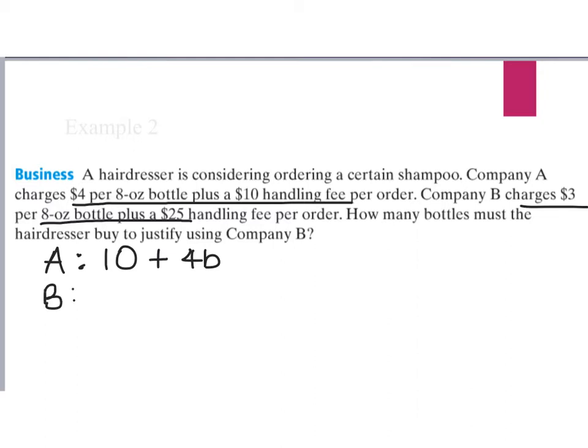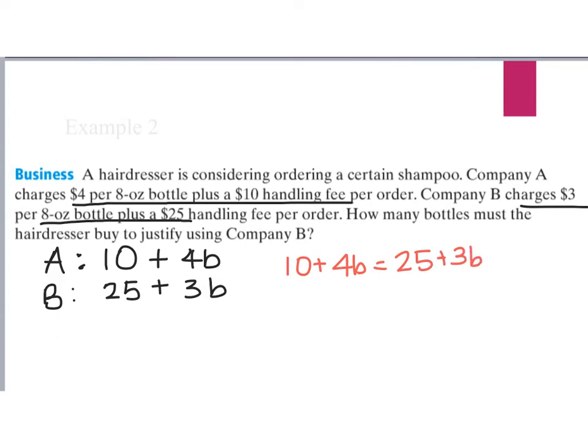Company B says we have $3 for every 8-ounce bottle, but it's going to be a $25 handling fee. So I'm going to spend $25 regardless of the number of bottles we buy, and then it's $3 for each bottle thereafter. Now I have the two equations that I need. I'm going to set them equal to one another to find out when my break-even point is. So here I have 10 plus 4b equals 25 plus 3b.